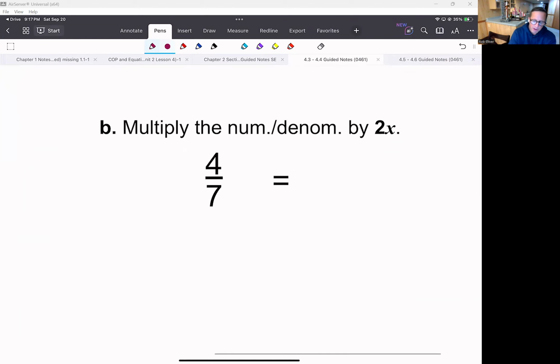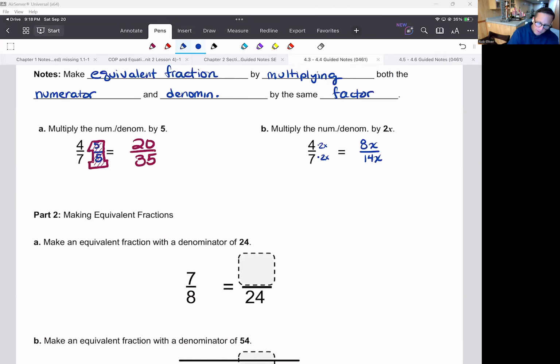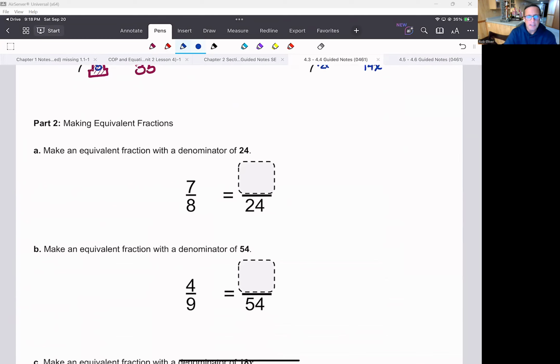Right here, we're going to multiply the numerator and denominator by 2x. So we're going to multiply that by 2x, and we're going to multiply this by 2x, and so you get, what do you get? We got 8x over 14x. That's it. Okay.